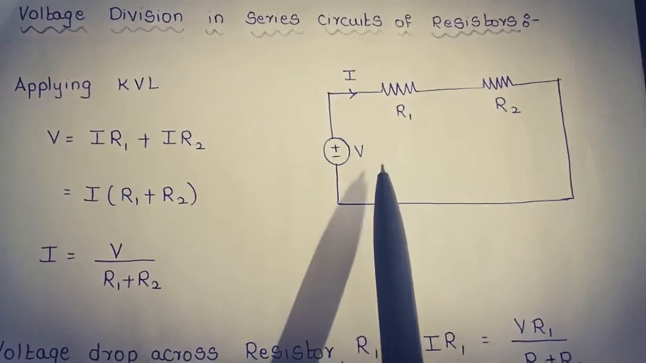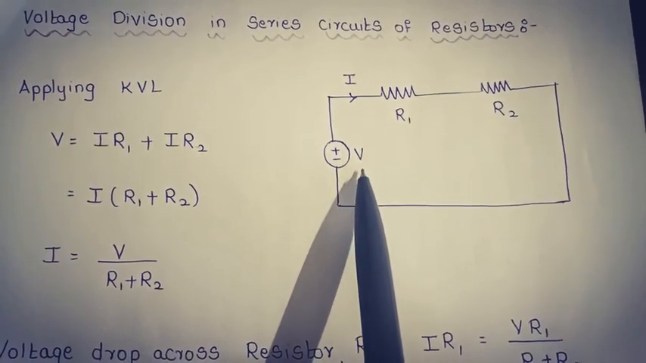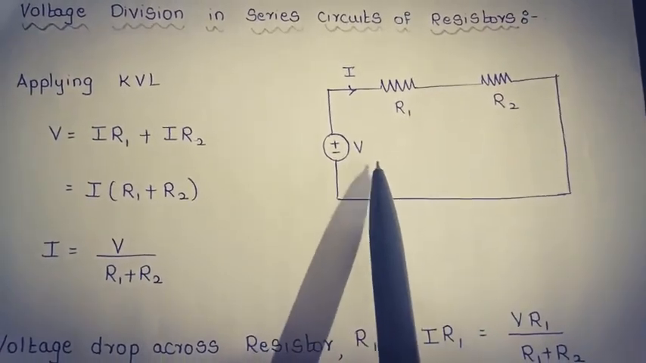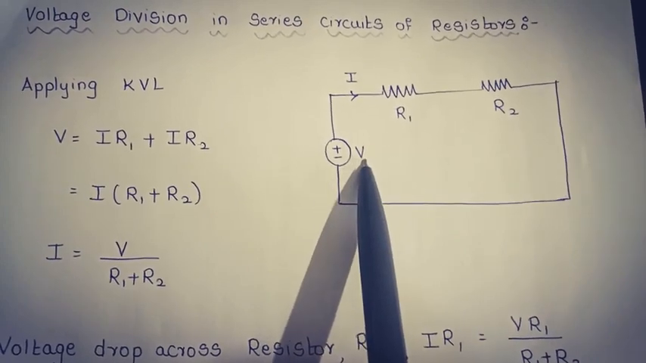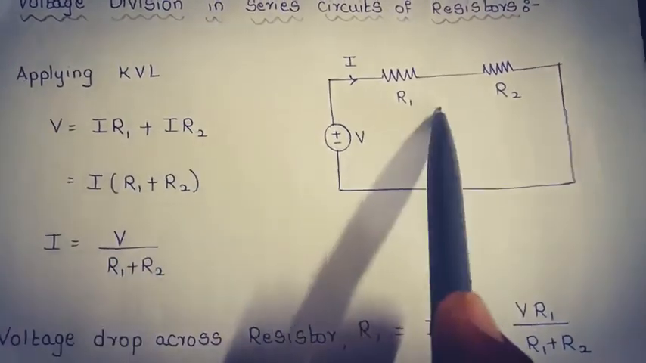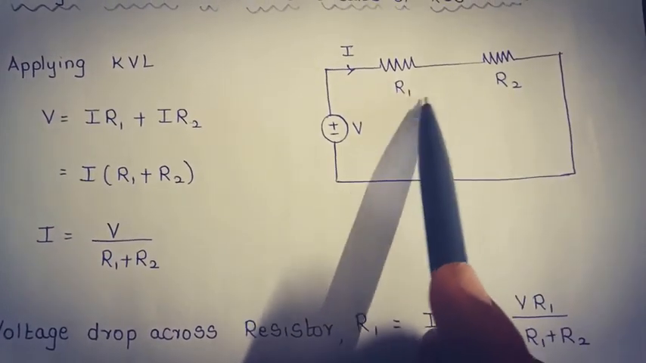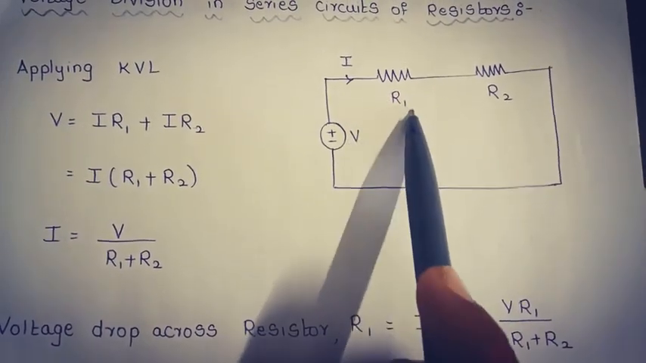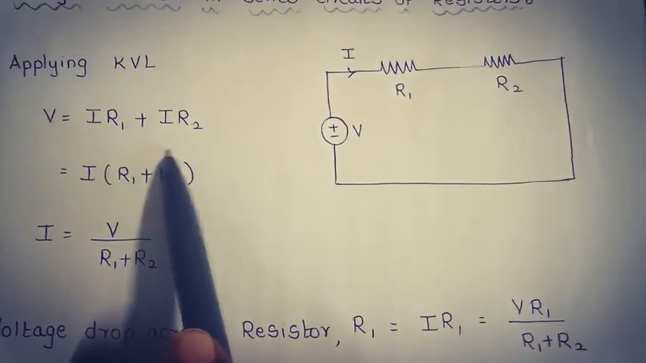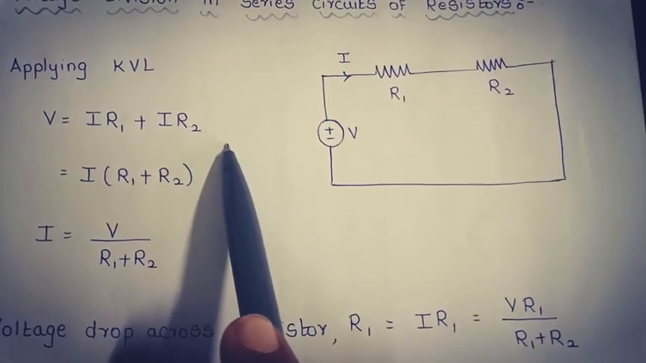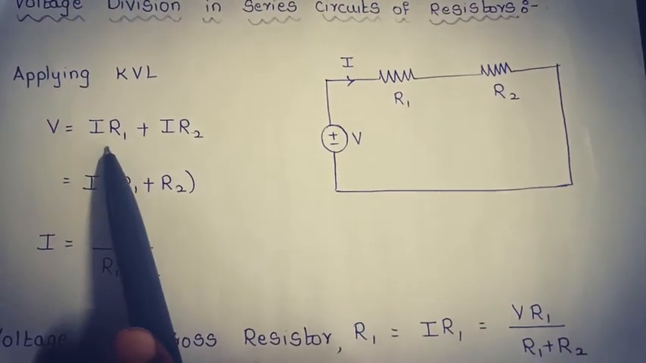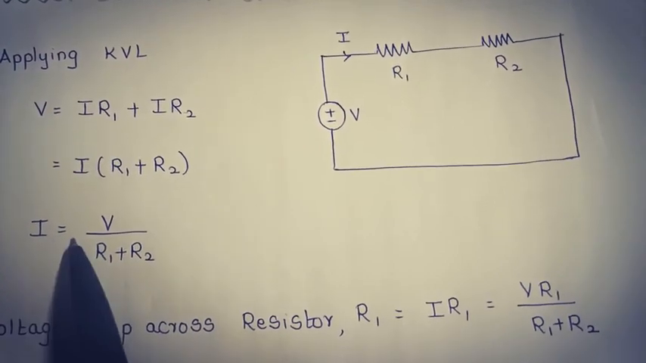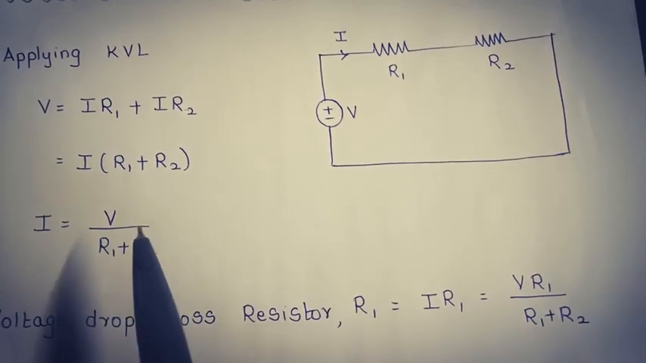Applying KVL, according to KVL, the sum of voltage rises is equal to the sum of voltage drops. Here the voltage across the source is taken as voltage rise. Therefore, V is equal to the sum of the voltage drops. The drop across the resistors is taken as I into R. Therefore, the voltage drop across R1 is I into R1 plus the voltage drop across R2, which is I into R2. Taking I as common, I into (R1 plus R2). Therefore, I is equal to V by (R1 plus R2).